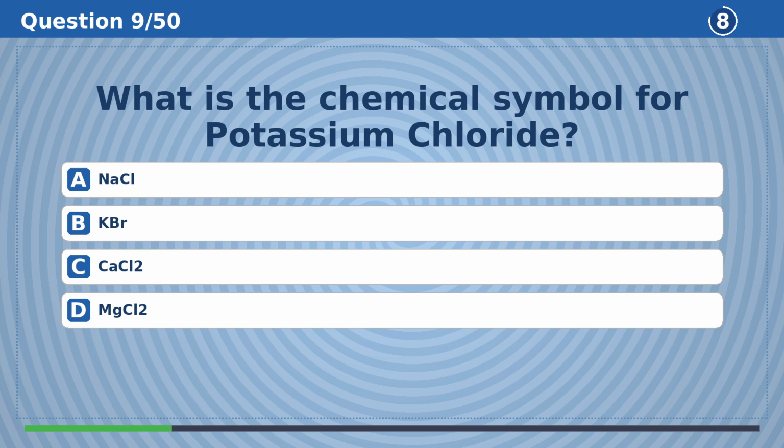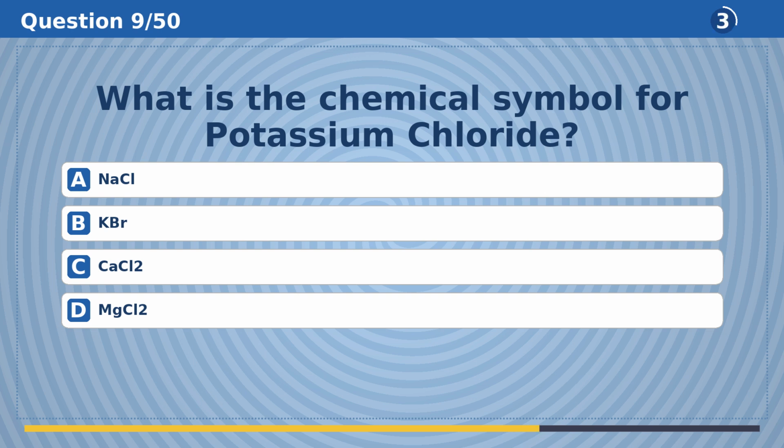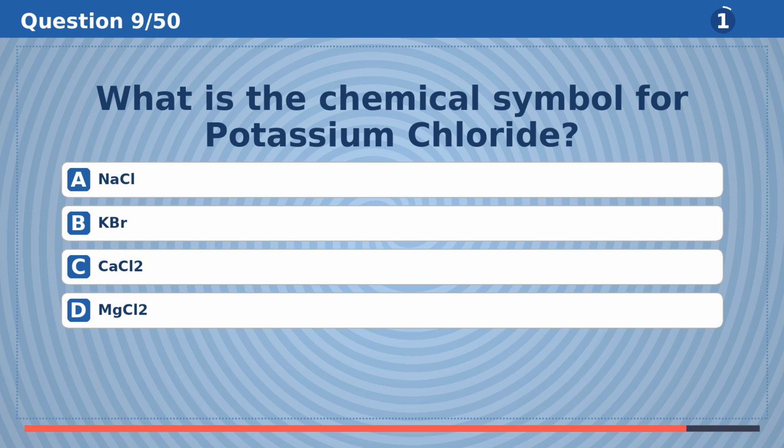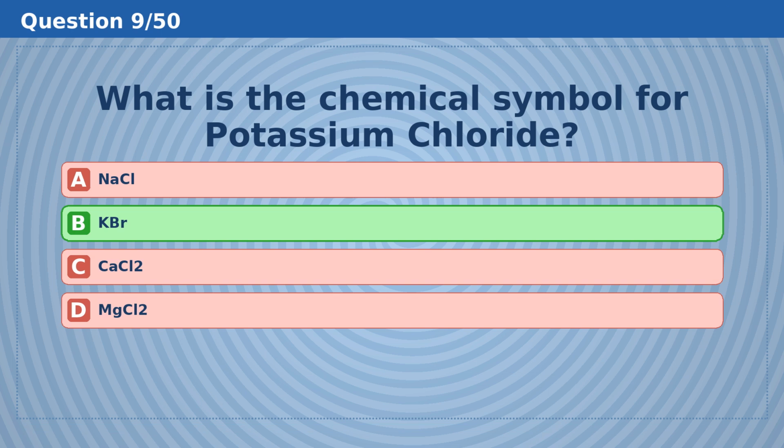What is the chemical symbol for potassium chloride? The answer is B, KBr.